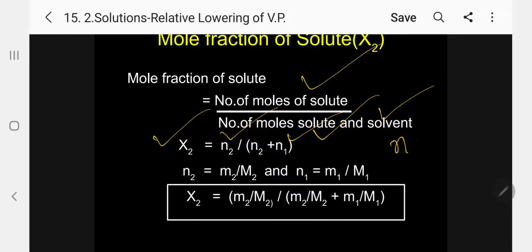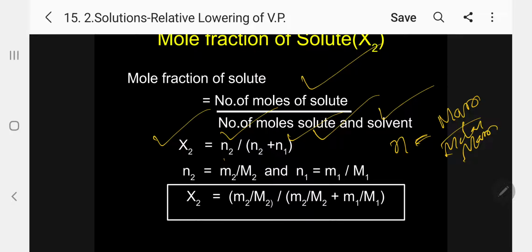What is N? That is mole. Mole means mass by molar mass. Kindly follow. Molar mass means molecular mass. If it is an atom, atomic mass. Kindly follow. So in this case, X2 equals N2 by N2 plus N1.